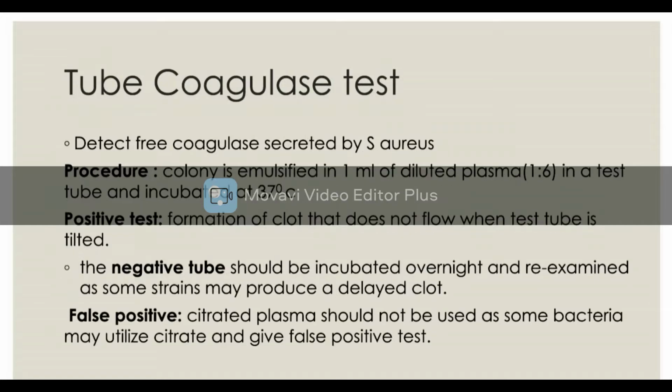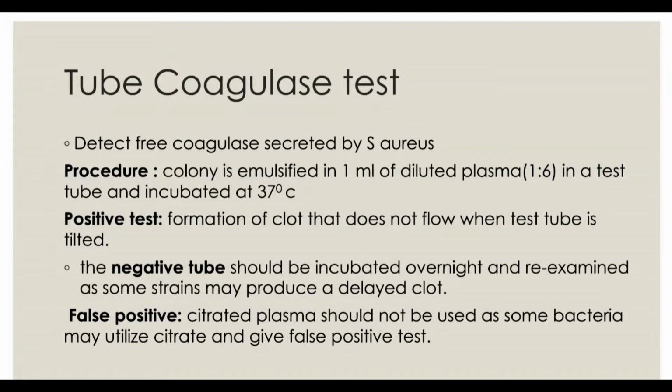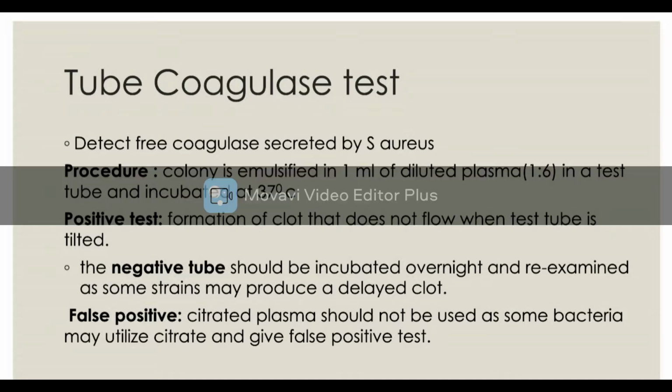The first one, the tube coagulase test, takes place in a test tube. The name itself shows that it is taking place in the test tube. It detects free coagulase secreted by Staphylococcus aureus, so it identifies Staphylococcus aureus by detecting the free coagulase present in the test tube.